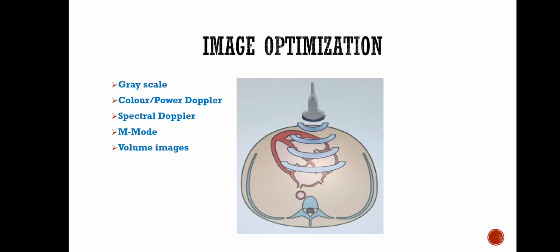Image optimization. Before evaluating the heart, image optimization is absolutely essential. Even the best observer cannot interpret a poor quality image correctly. Grayscale imaging forms the foundation of structural assessment. Color Doppler helps evaluate blood flow patterns. Spectral Doppler and M mode assist in rhythm and functional assessment, while volume imaging can provide advanced anatomical information. Remember, good diagnosis begins with good imaging.